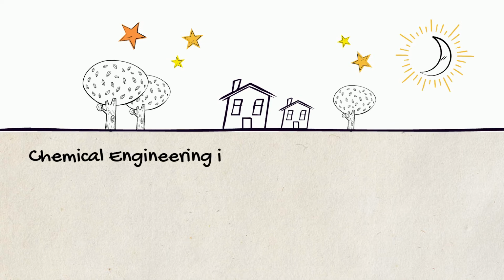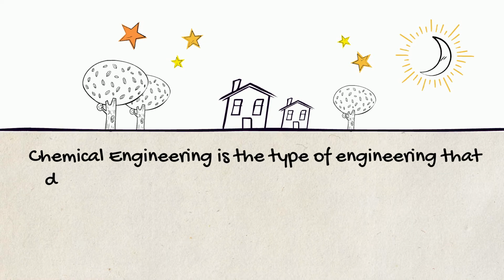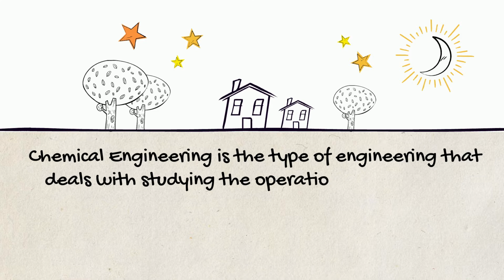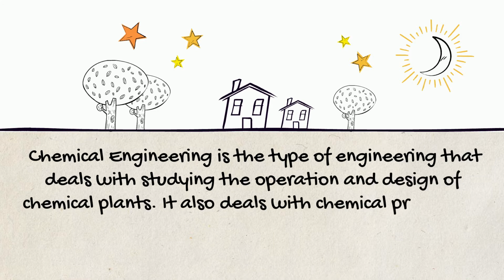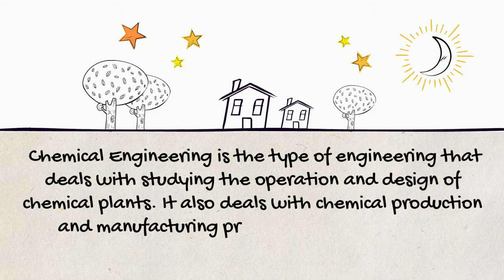So, chemical engineering is a type of engineering that deals with studying the operation and design of chemical plants. It also deals with chemical production and manufacturing products through chemical processes.